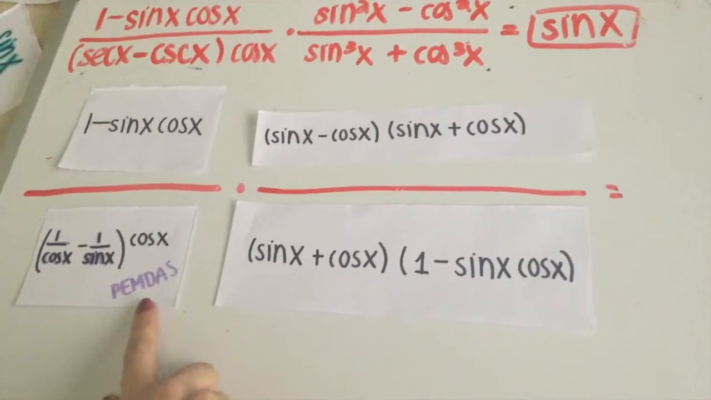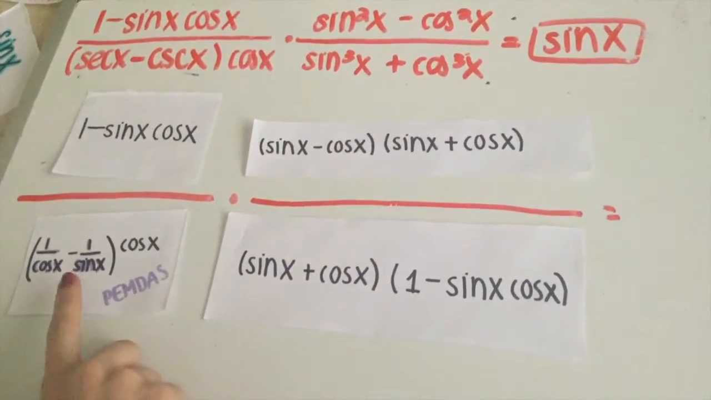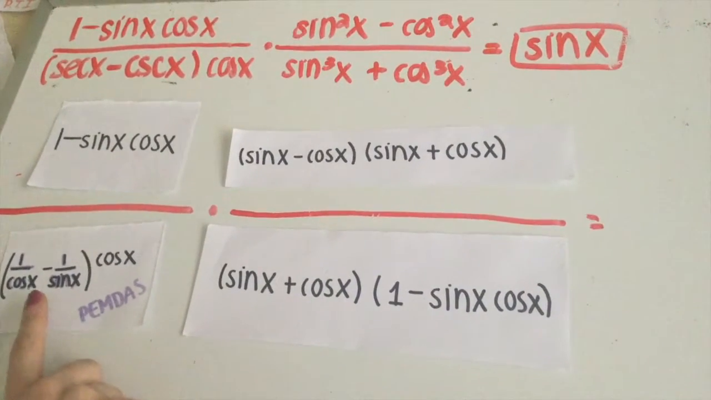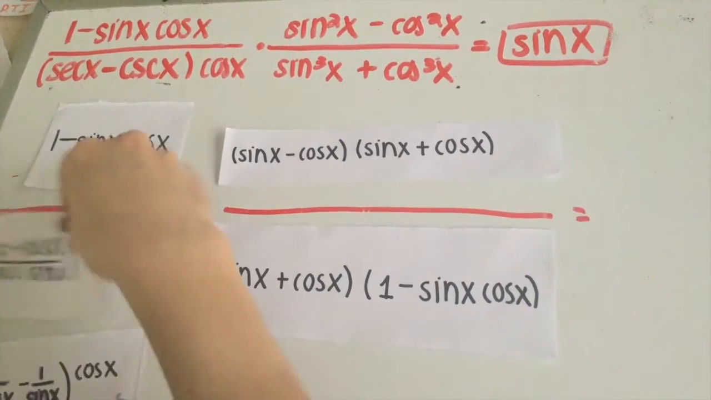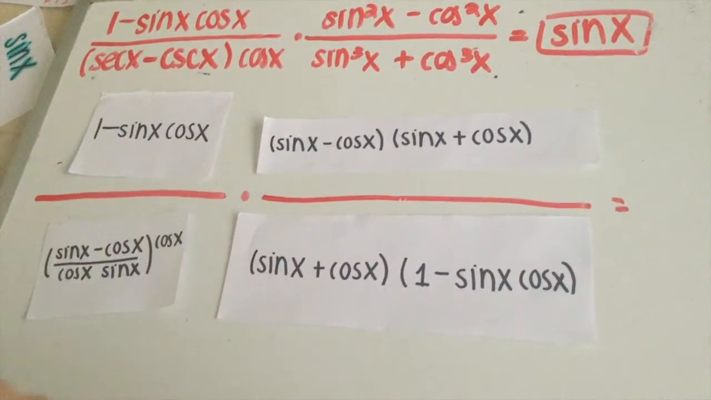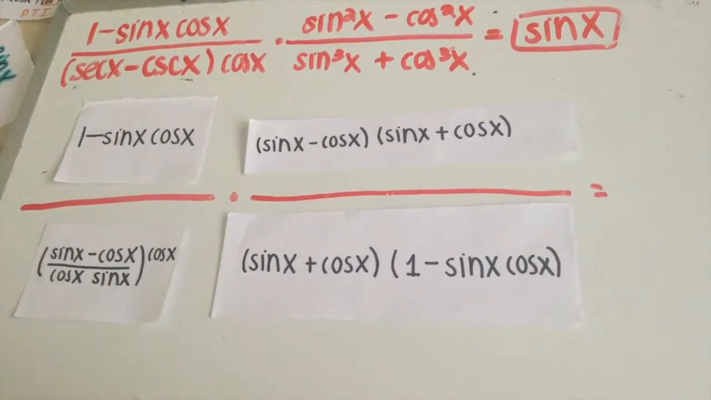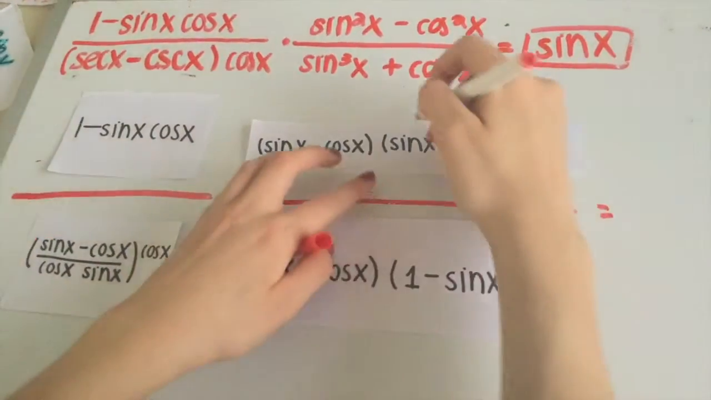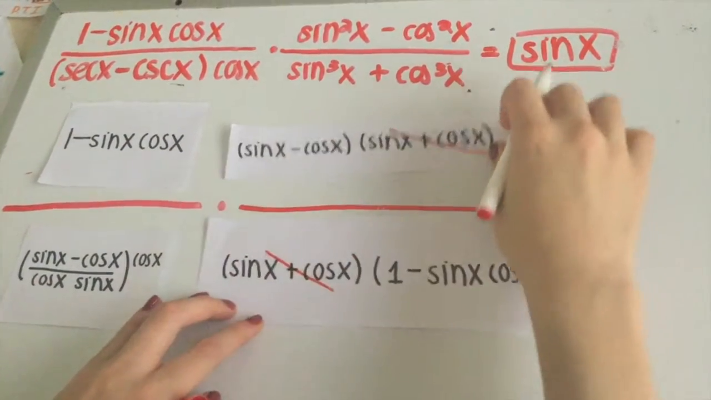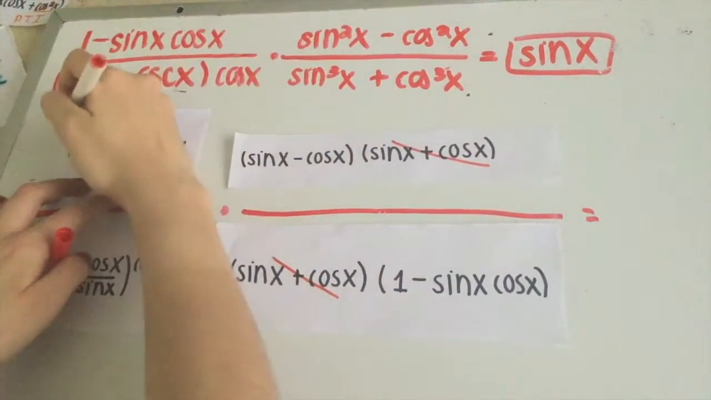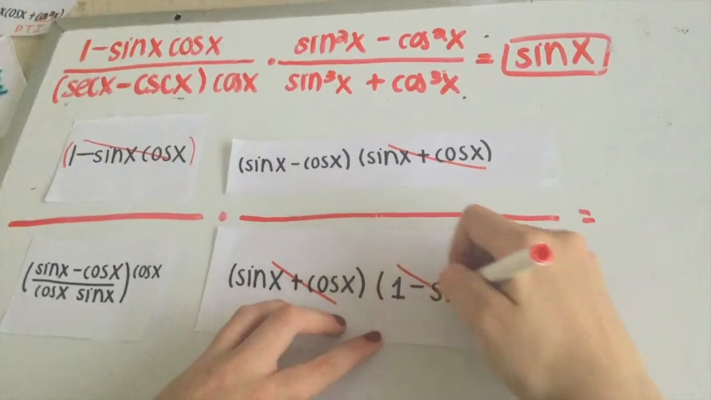Then if we focus on the first fraction, we know that we can use PEMDAS, meaning the order of operations. So first we need to perform the subtraction and then multiply the value times cosine, which will leave us with something just like this. Perfect. Now we're going to be able to cancel some values out. We're going to be able to cancel this one with this one. And also we are going to be able to cancel this factor with this factor.